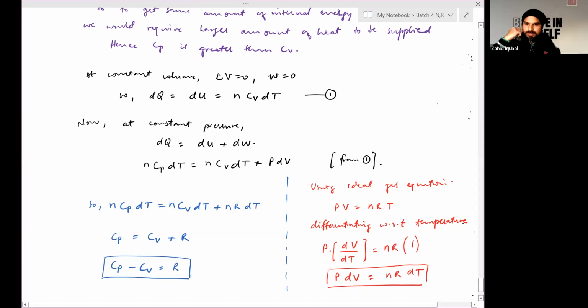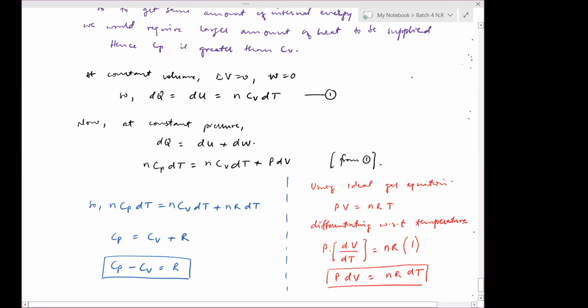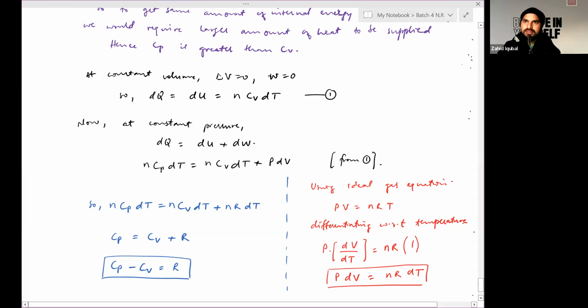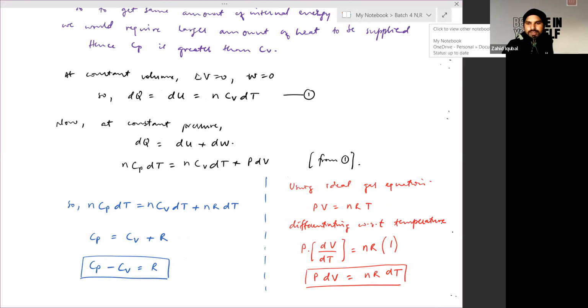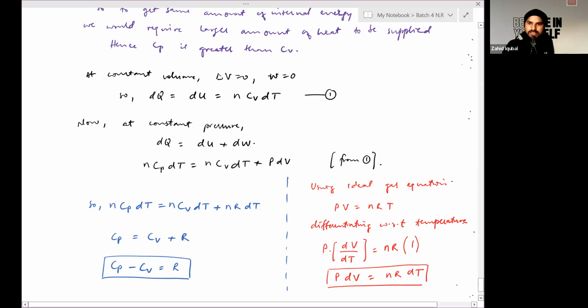Gautam, any doubt? No, sir. Okay. So this is all about the isochoric or isometric process. There will be some theoretical question related to this part.